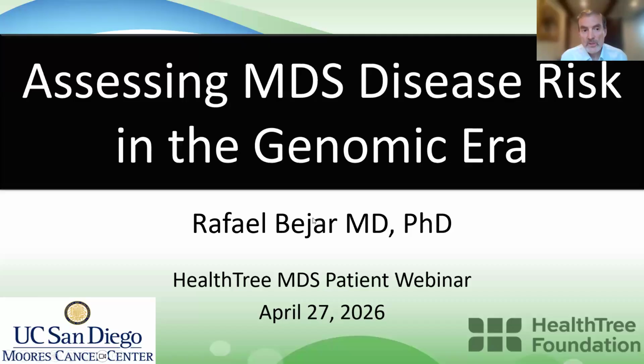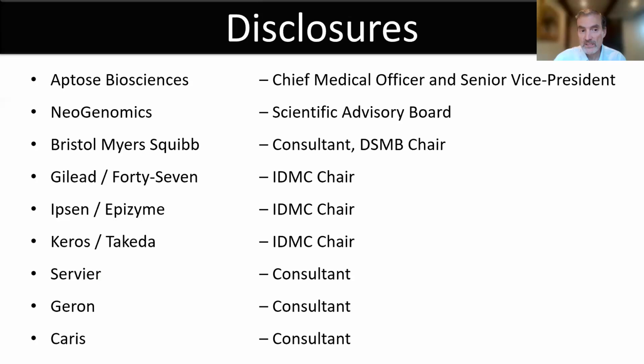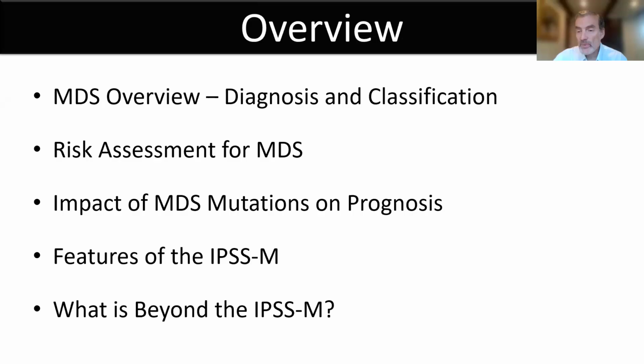Okay, so we're going to be talking about risk stratification in myelodysplastic syndromes, which is a really important part of how we as clinicians view our job taking care of patients with MDS, because it turns out that assessing risk is one of the key pieces of information that we use in order to determine how best to treat patients.